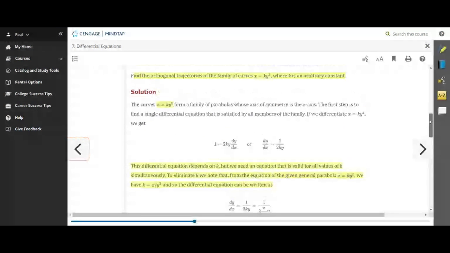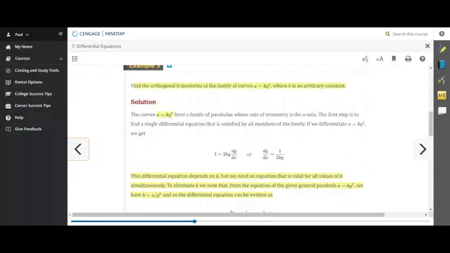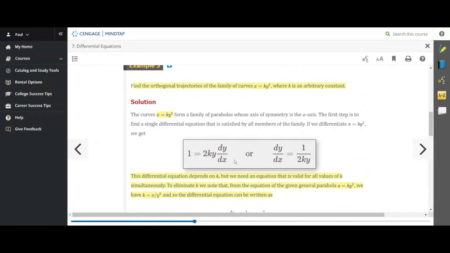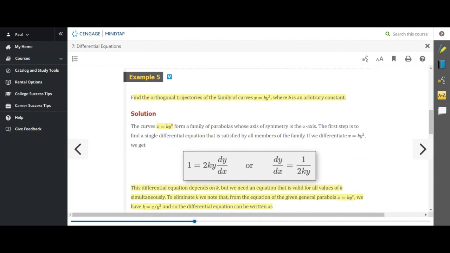Well, here's what we're going to do. So x equals ky squared, k times y squared. We're going to differentiate. Again, this is example 5 that we're looking at. But let me switch back and forth between the book and the whiteboard, so I can help guide you a little bit on this.